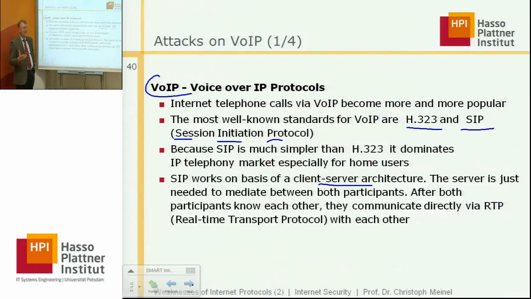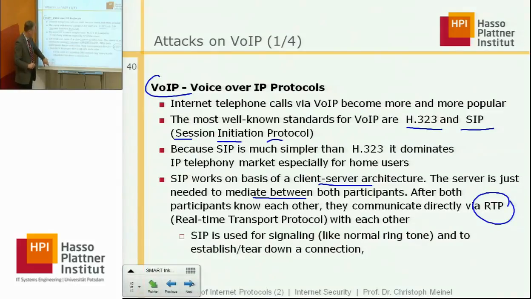And why is the server needed? The server is just needed to mediate between both participants. So the server is needed to bring them together. When both partners know each other and know that they want to call each other, then the communication is done directly via the RTP protocol, the Real-time Transport Protocol. So the SIP protocol is used to bring participants together, and only for that. If the participants know each other, then they have a direct communication, and for this we make the communication with the help of the RTP protocol.